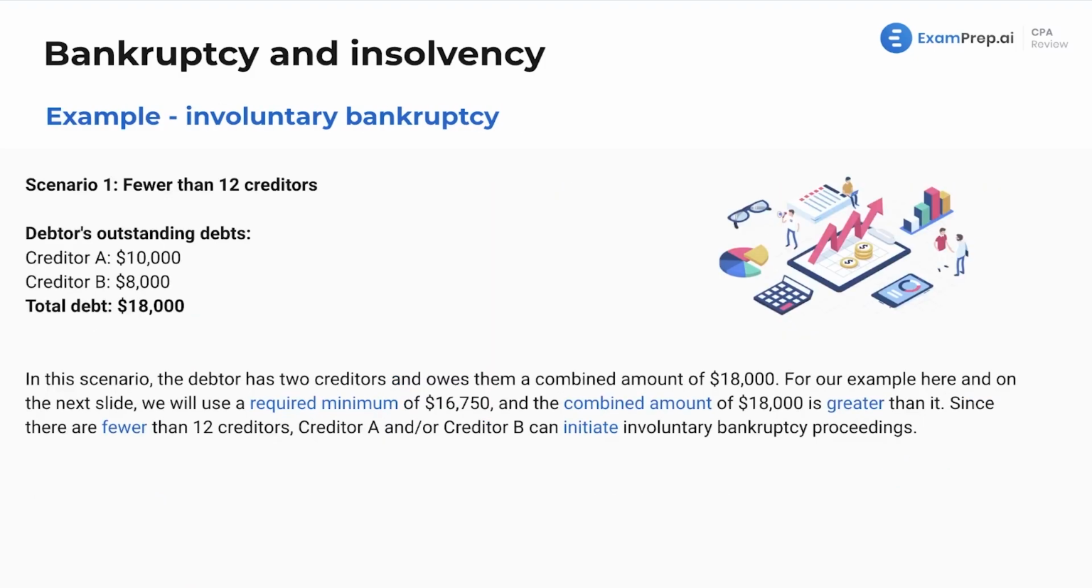We've got scenario 1. We've got a debtor with the following outstanding debts. This is fewer than 12 creditors because there's just creditor A and B, owing a total of $18,000 between the two of them. For our example here, and on the next slide, we're going to use a required minimum amount of $16,750. That's just the number. Again, that is a number that will change year to year, so make sure you check our resources. The combined amount of $18,000 is greater than that. Since there are fewer than 12 creditors, creditor A and/or creditor B can initiate involuntary bankruptcy proceedings. Now, let's move on to the next one.